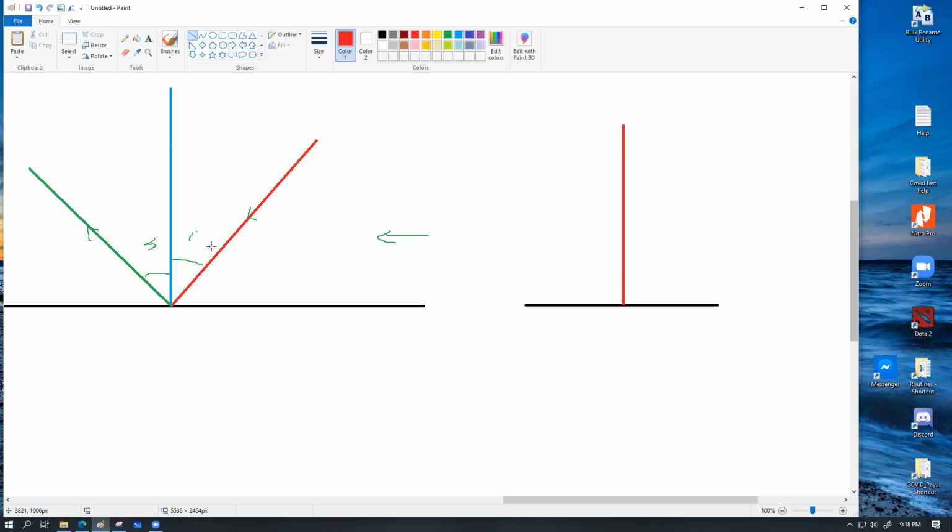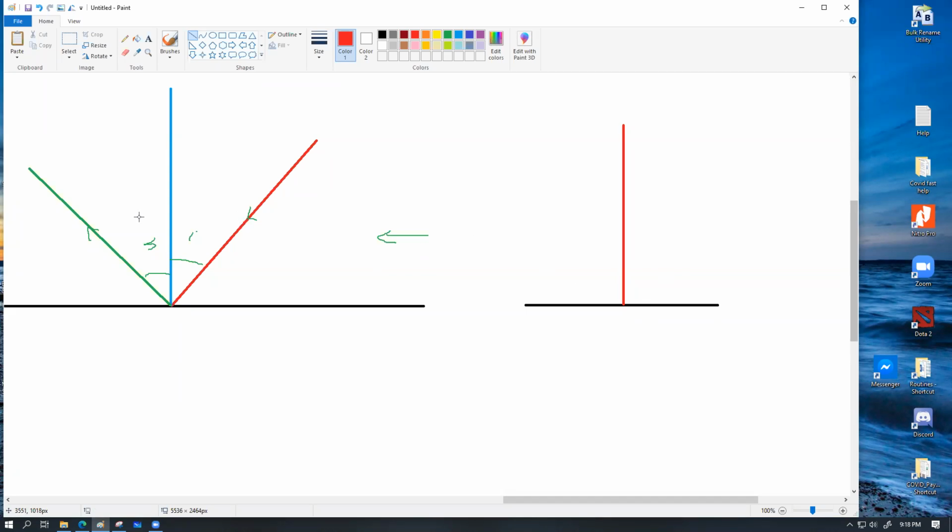The red line is an incident ray. This is a side view of the setup. This is the front view of the setup, and this is the side view of the setup. So I'm drawing the side view of the setup. You're looking at this setup from this direction.